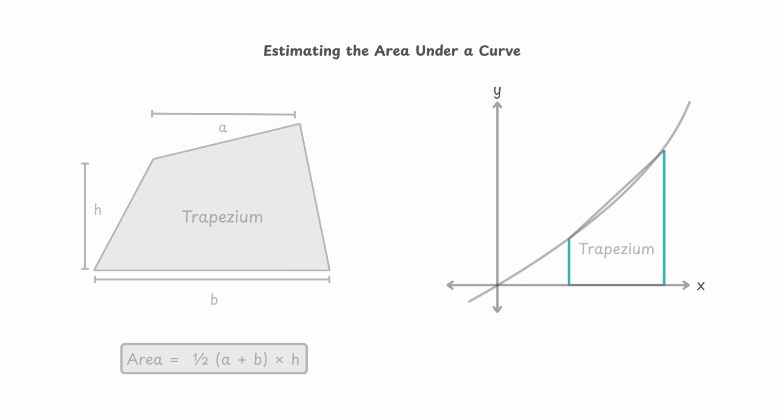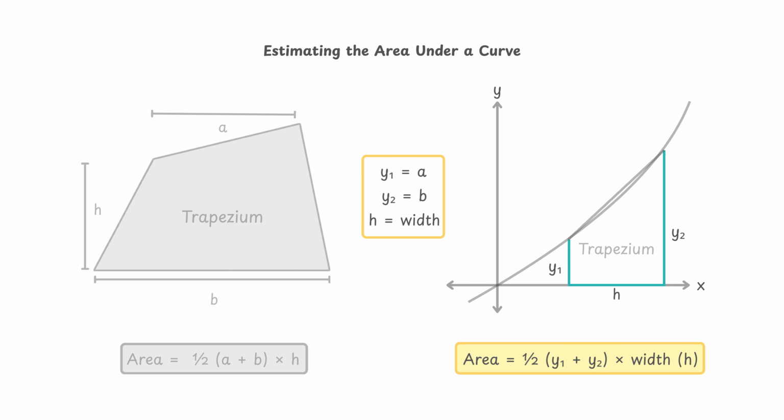The vertical sides of the trapezium represent the heights of the curve at two points. These are labeled y sub 1 and y sub 2. The width of the trapezium along the x-axis is labeled h. So instead of using a and b, we now use y sub 1 and y sub 2. This gives us a slightly different version of the formula. Area equals 1/2 multiplied by (y sub 1 plus y sub 2), all multiplied by the width h.